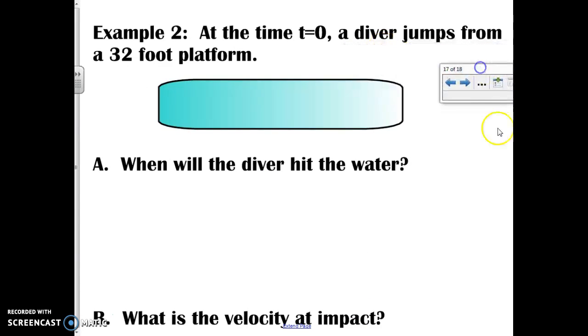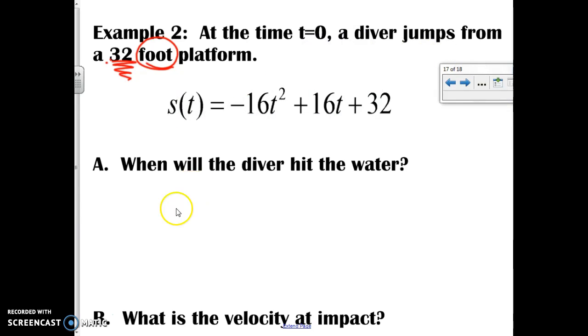So at time t equals 0, a diver is going to jump from a 32-foot platform. So we're in feet. This is starting position, and then we're in feet. So what we're supposed to do is try to figure out when the diver is going to hit the water. So here's what I know then. This is the function that they give me. I knew I would be in feet. So there's half of gravity, starting position, and then that is his initial speed.